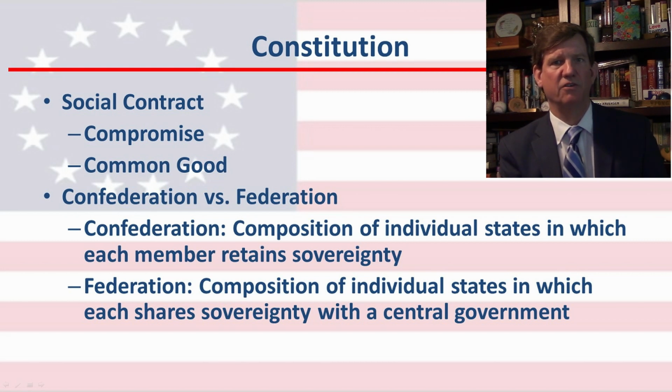And the Founding Fathers went back to the drawing board, drew up a new constitution in which there was a federation, a composition of individual states in which each shared sovereignty with the central government. The central government, though, was supreme. When the Union as a whole made a decision, it was binding upon each of the member states.